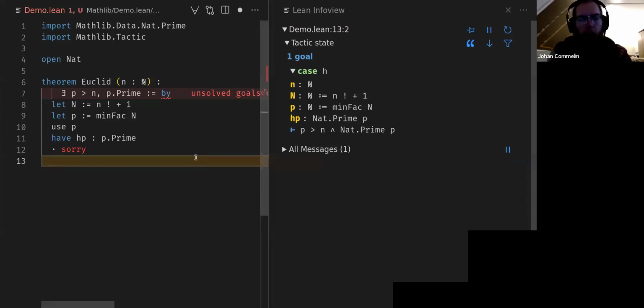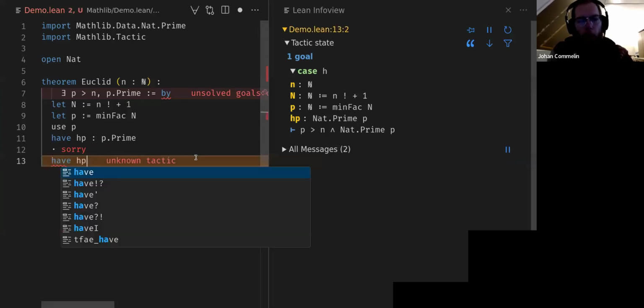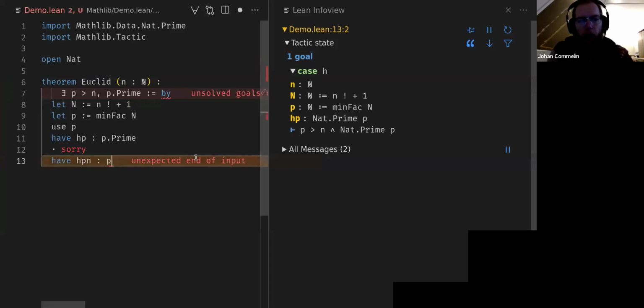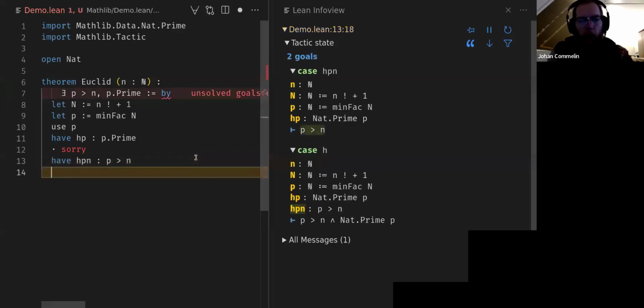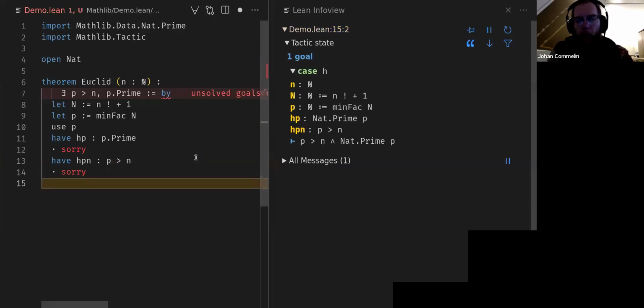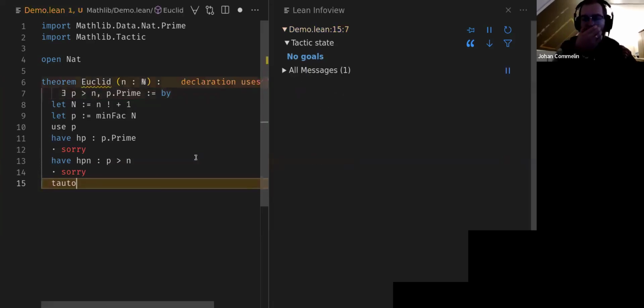So just to structure the proof, I'm going to make another claim that P is greater than N. I'm also going to prove that using sorry. And now we have these two assumptions in our list of yellow things. And so now it should be easy. And we say, well, this is now a tautology. And now it really says no goals. So we've finished all the goals. There are no goals left. And we finished the proof of this theorem.